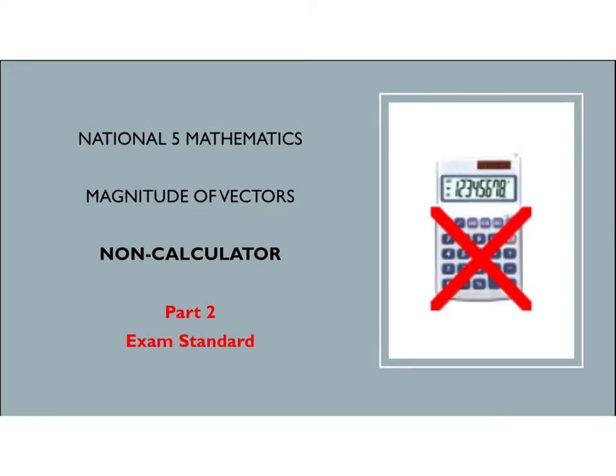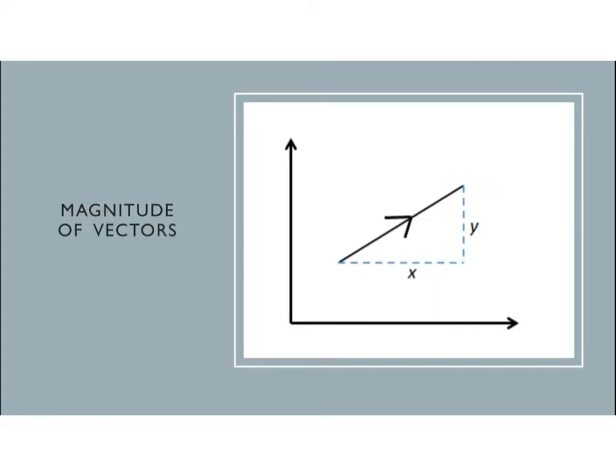In today's lesson, we're going to be looking at National 5 and the magnitude of vectors again with no calculator, and this time we're going to be looking at exam standard questions, so it's building on the skills that we learned last time. Remember, the magnitude of a vector is the length of the vector.